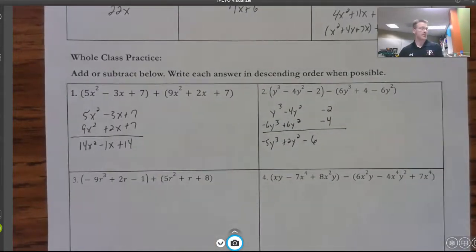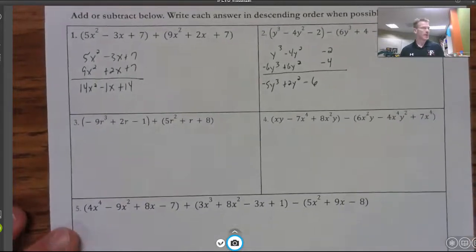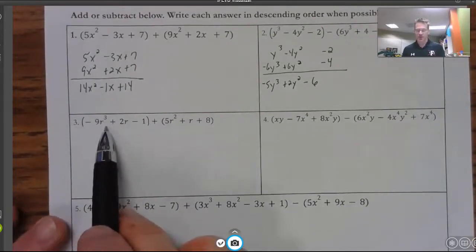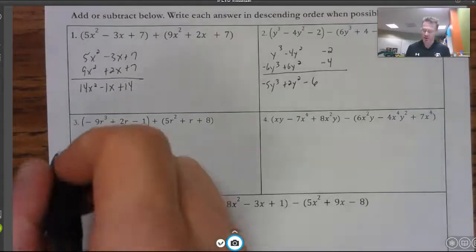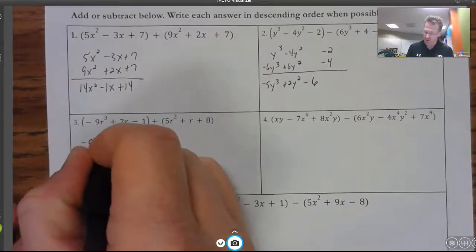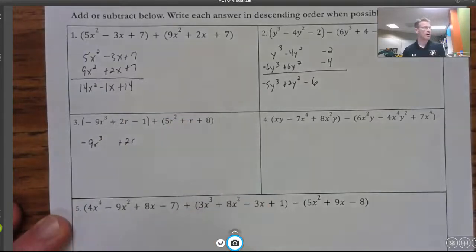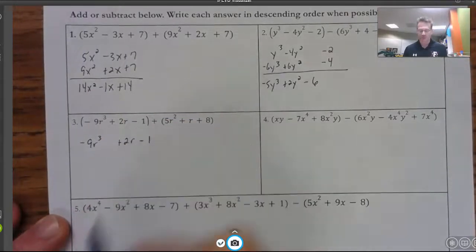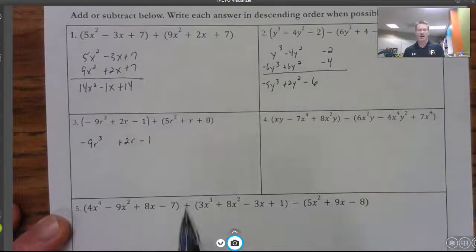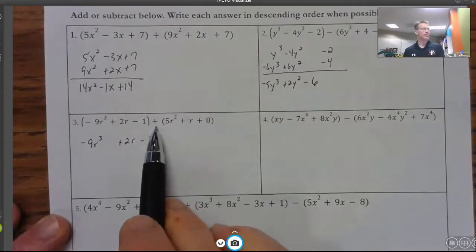All right, so now let's look at problem 3. So negative 9r cubed plus 2r minus 1. So I'm going to just write that out in order. So I have an r cubed. I'm missing an r squared, so I'm going to leave a little space just in case. I have a 2r, and then I have a minus 1. And here's why. Now notice my next one I'm adding, so I don't have to worry about changing any signs.